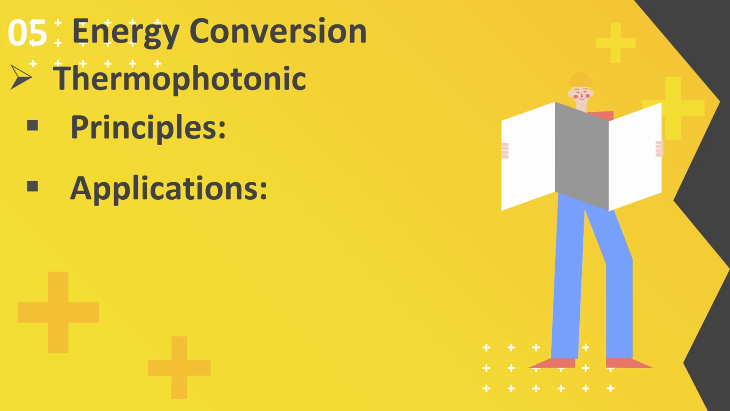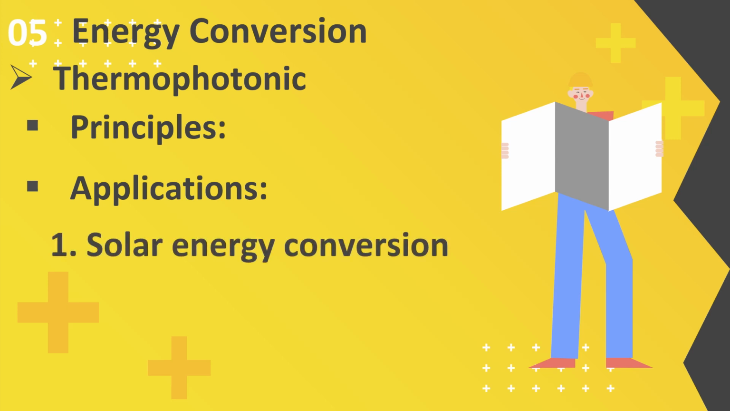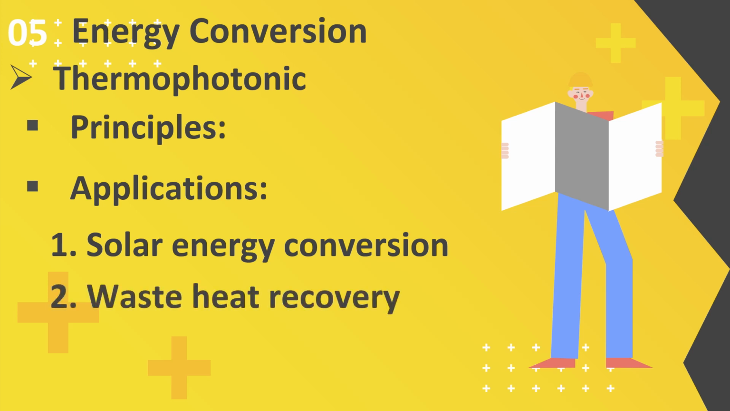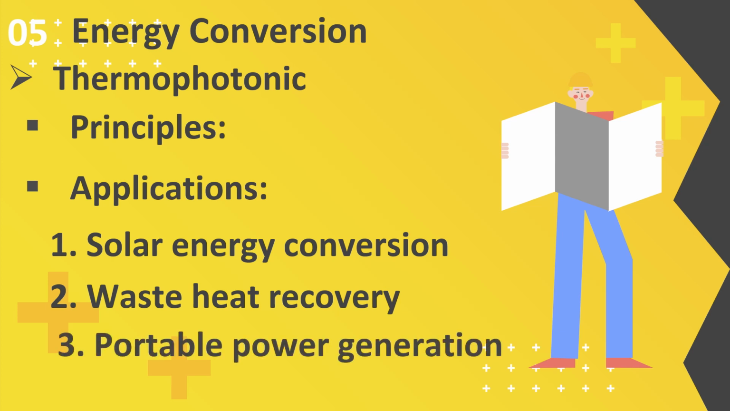Thermophotonic energy conversion has a wide range of applications in various industries. Some of the key applications include solar energy conversion. Thermophotonic systems can enhance the efficiency of solar cells by converting a broader spectrum of sunlight into electricity. Waste heat recovery: thermophotonic devices can be used to capture and convert waste heat from industrial processes into electricity, improving energy efficiency. Portable power generation: thermophotonic energy conversion can be applied in portable devices, such as wearable electronics and remote sensors, to provide self-sustaining power sources.